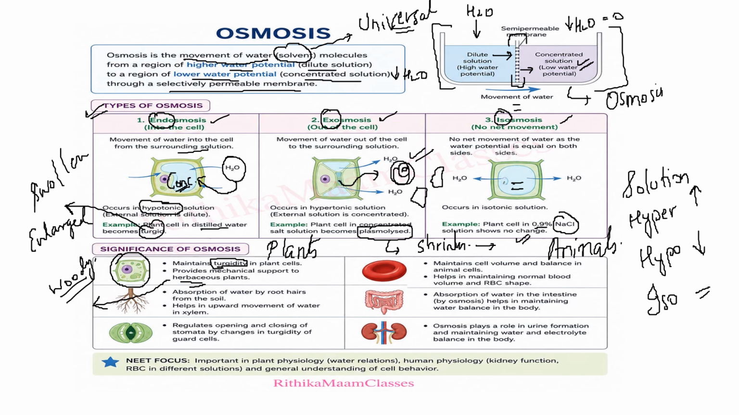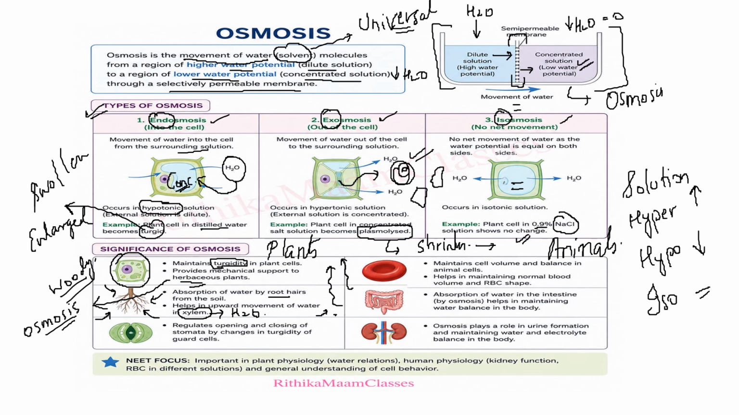Next, absorption of water by root hairs. Whenever root hairs are absorbing the water, we have learned this, right? The roots absorb the water. But how is it even absorbing? It is due to the osmosis, due to the change in the gradients in the soil minerals and also in the roots. And while the water is being absorbed inside, this helps in the upward movement of water in xylem. Now we know that xylem is the water conducting tissue. So when there is a movement from the root, the water also tends to go upwards, through the water conducting tissue called the xylem.